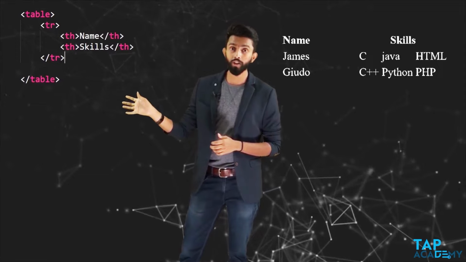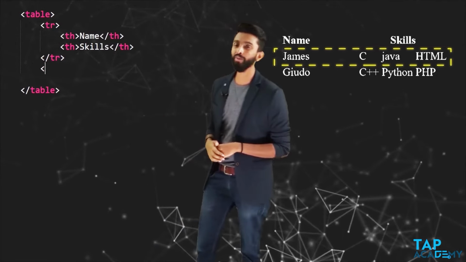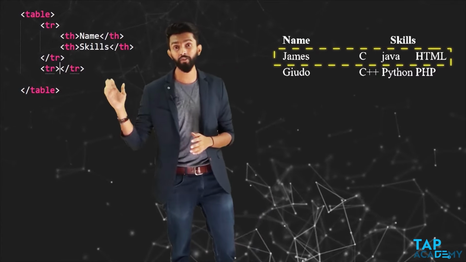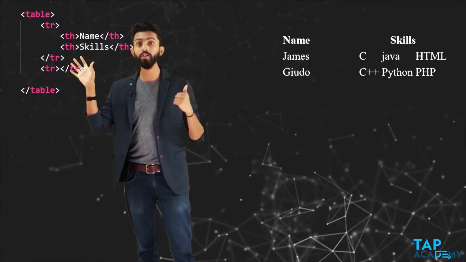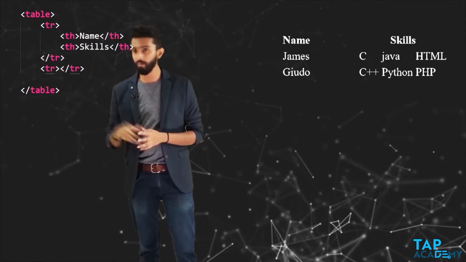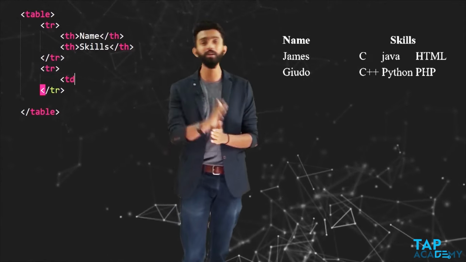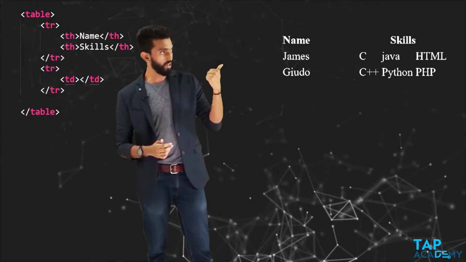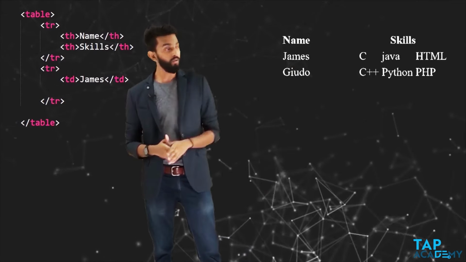Now I should come to the next row. If you have to create one more row, which tag should you use? TR tag. That's what I'm going to do. TR tag I will create. Any confusion till this point of time? Now inside this TR tag, I should see whether it is data or whether it is heading. Clearly you can see it is data. So I'll just press enter, and first it is data, and data is TD, table data. Now what is the data in the second row? James. That's what I'm going to type. James. Any confusion?